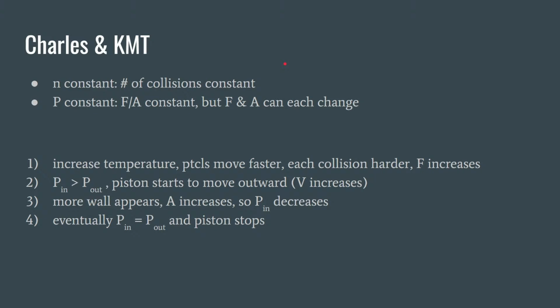So let's say we increase the temperature. What happens? The particles are moving faster, so each individual collision is now harder, so force increases. This means that the pressure inside the cylinder increases. This creates the imbalance, where the pressure inside is greater than the pressure outside, so the piston starts to move outward. Volume is increasing. As volume increases, you get more and more wall available, so the area increases, so that means that the pressure inside drops. Eventually, the pressure inside will be equal to the pressure outside, and the piston will stop moving.